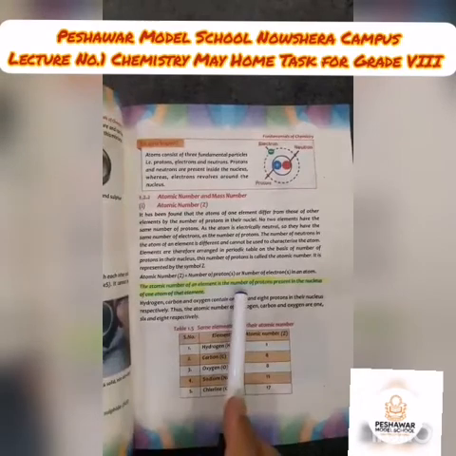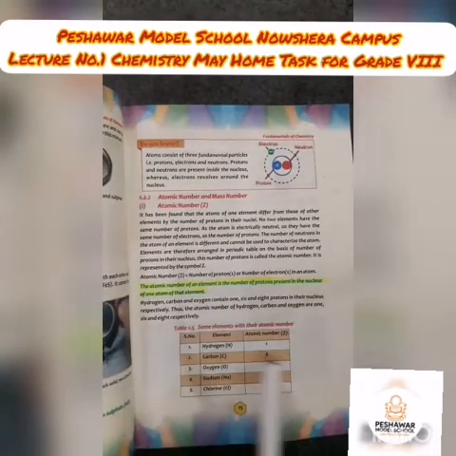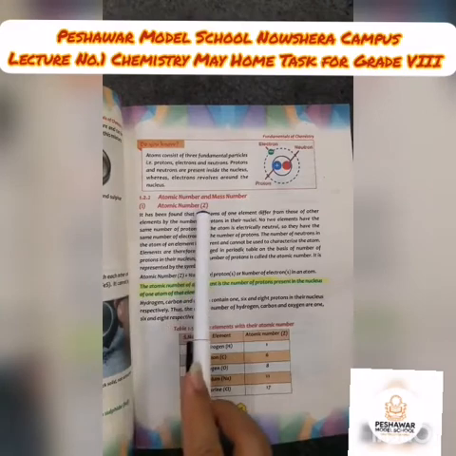Simply give heading of atomic number and write the definition in the center, and then give heading of example. These are the examples of elements with their atomic number, and atomic number is represented by the symbol Z.